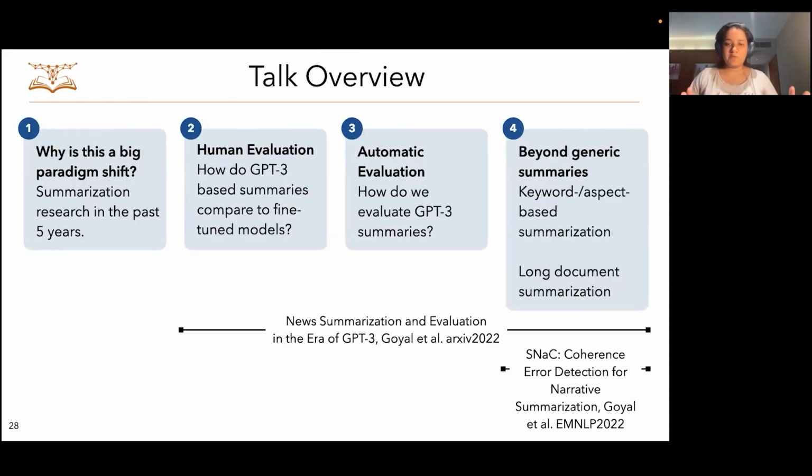Okay, so with that, I'm going to move on to this last part, which talks about going beyond generic summarization. I'm going to talk about two settings here. First is the keyword or aspect-based summarization setting. And the second one is the long document summarization setting.